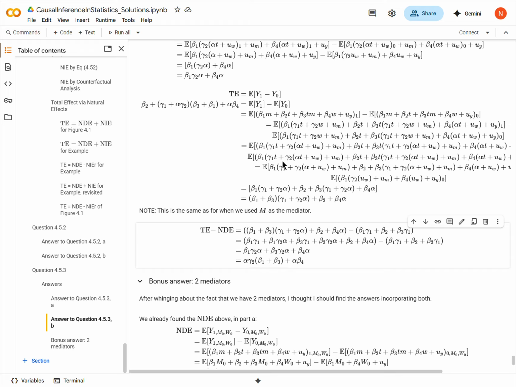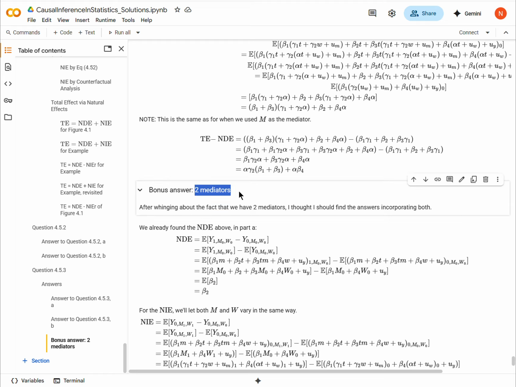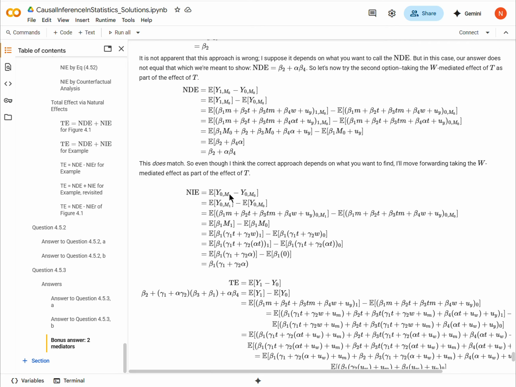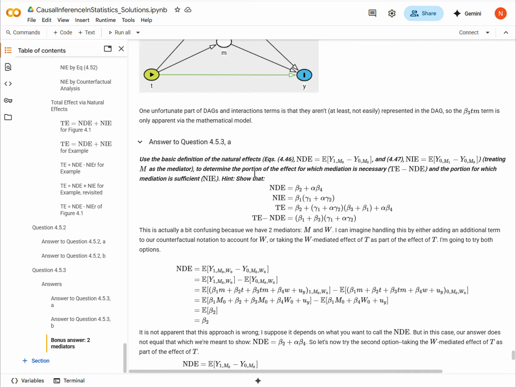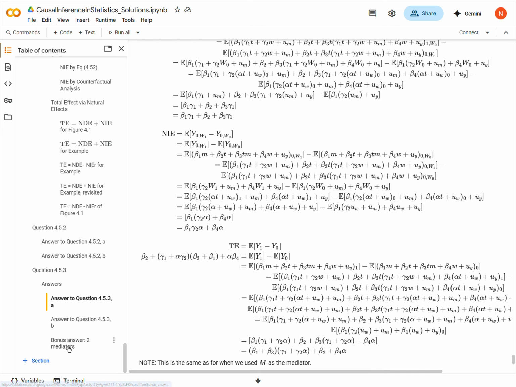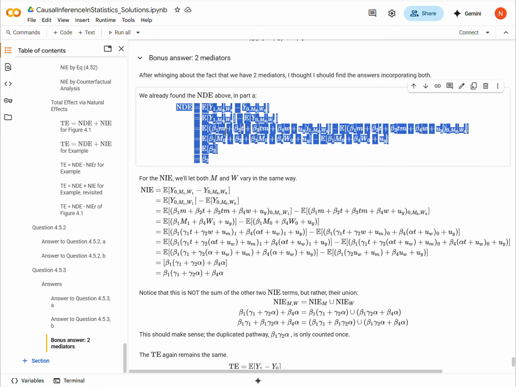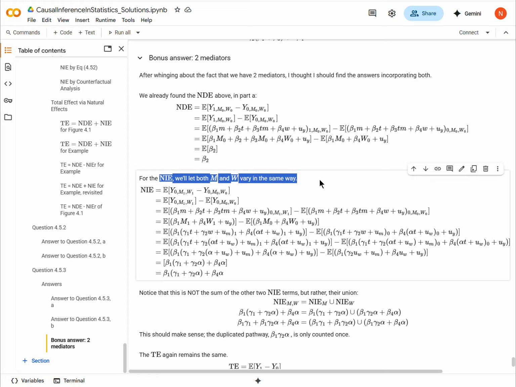Now finally, I went ahead and tried to figure out what these answers would be if you didn't arbitrarily pick one of these as a mediator and said they're both mediators. We already saw that for my first attempt at the NDE, but I also go through and do it for the NIE and the total effect and so on. So let me get back down here. We already did the NDE. For the NIE, I allow M and W to vary in the same way. In other words, they both obtain their 1 value and their 0 value at the same time.